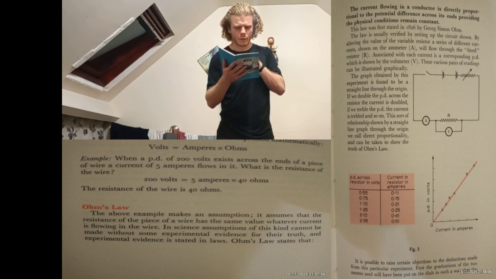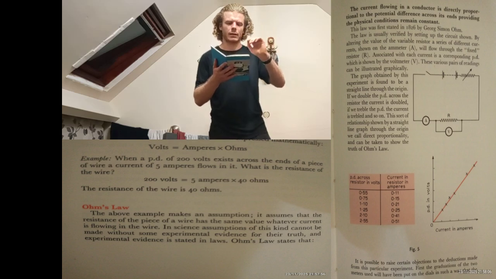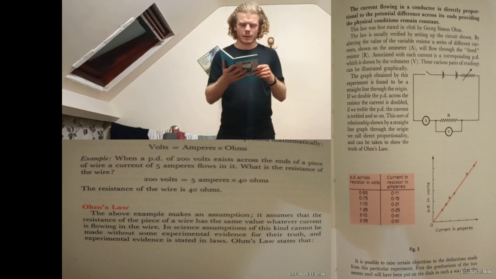Now it should be possible for the main problem to be made clear. The resistance of a conductor is defined as the ratio. Okay, we're saying it again.